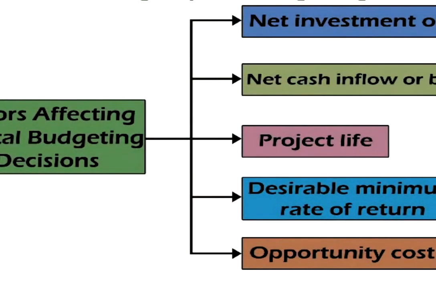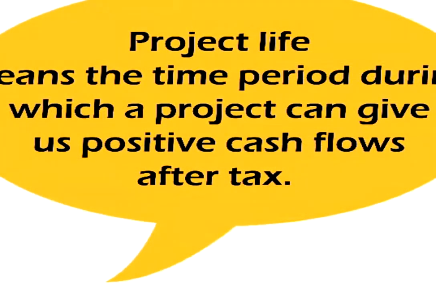Third factor is project life. Project life means the time period during which a project can give us positive cash flows after tax. It is different from the physical life of an asset. It is more an economic life rather than the physical life provided by the supplier. For example, if an asset is able to generate cash flows after tax for 5 years of its life, the project life shall be 5 years.